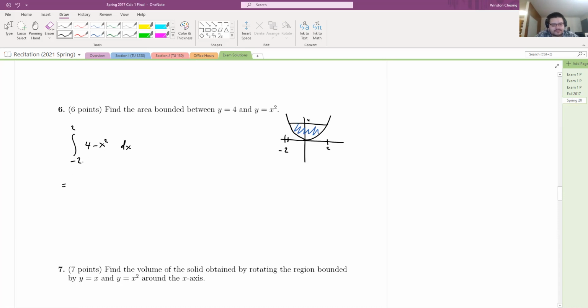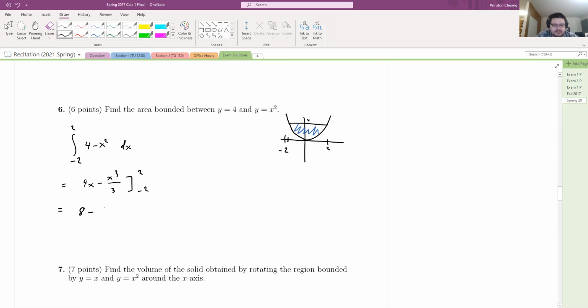Meaning like the Riemann sums that you could imagine. So we integrate this guy, and that'll give us the answer. So we have 4x minus x cubed over 3, evaluated from -2 to 2. Don't really like this calculation, but it's still manageable.